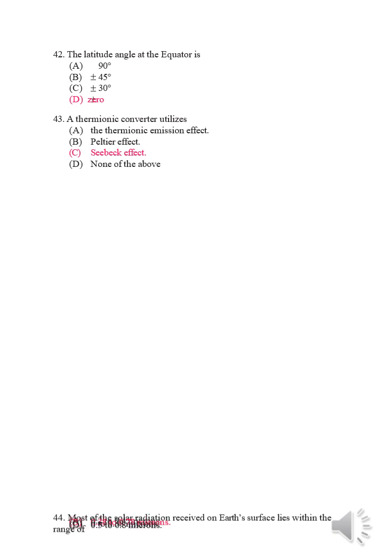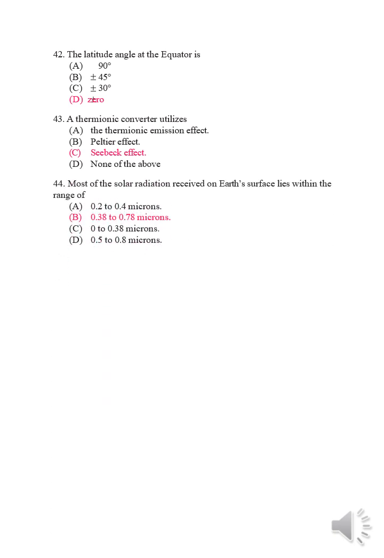The latitude angle at equator is 0 degree. The thermionic converter utilizes Seebeck effect. Most of the solar radiation received on Earth's surface lies within the range of 0.38 to 0.78 microns. The reflecting mirrors used for exploiting solar energy are called heliostats.